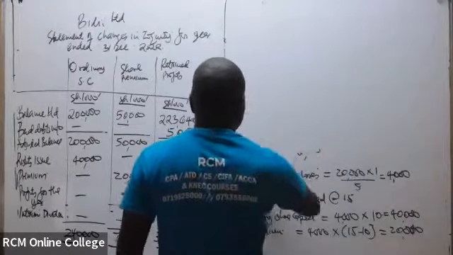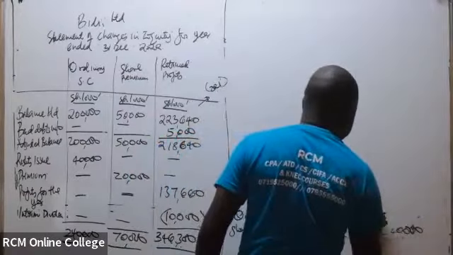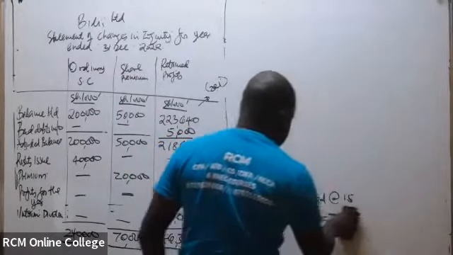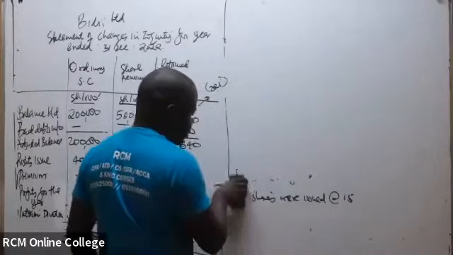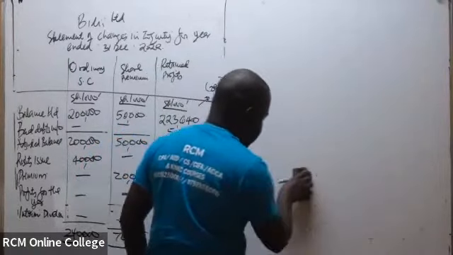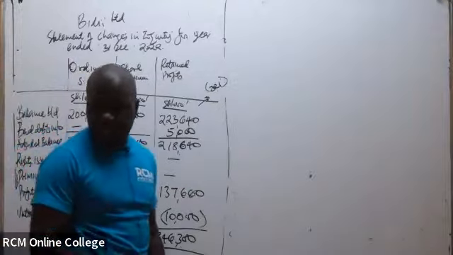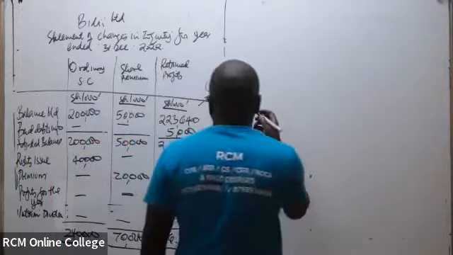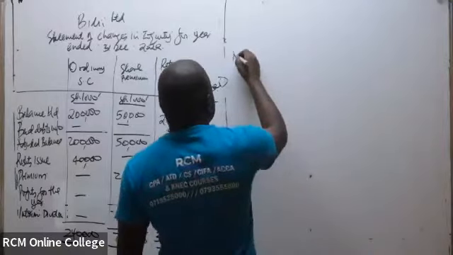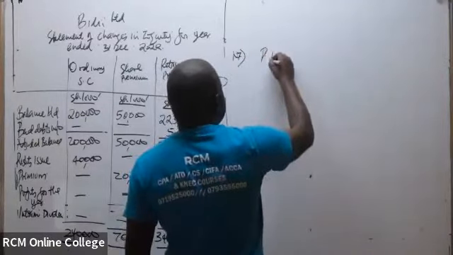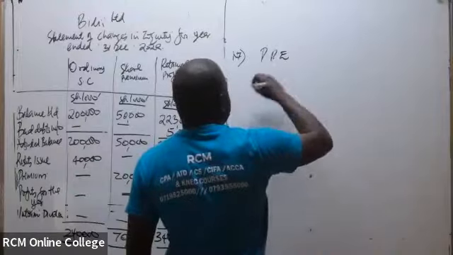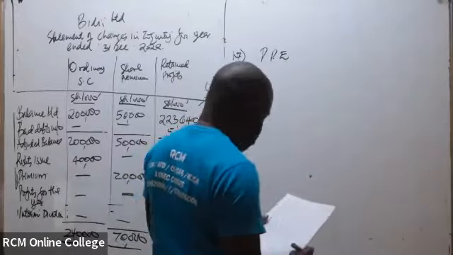Which working are we going to look at before we come up with the statement of financial position? Which working do you think you are going to come up with? In this case, calculate the property, plant, and equipment. So it will be working 7, the PPE, property, plant, and equipment movement schedule.